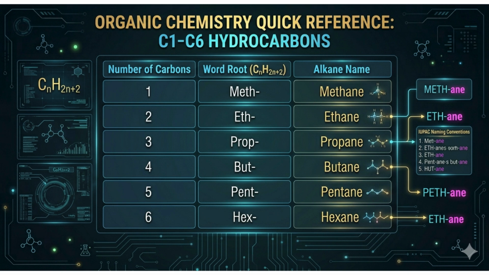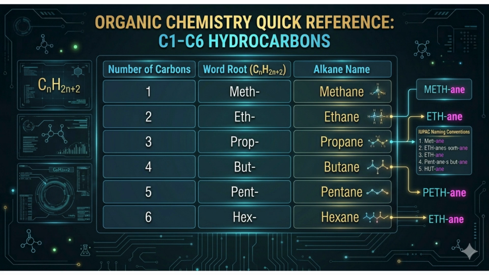If we have one carbon, the word root is meth, making it methane. For 2 carbons, it's eth, giving us ethane. 3 carbons use the root prop for propane, and 4 carbons use but for butane. As we move to 5 carbons, the root is pent, for pentane, and for 6 carbons, it's hex, for hexane. You can see the small chemical structures next to each name showing how the chain grows longer with every step.